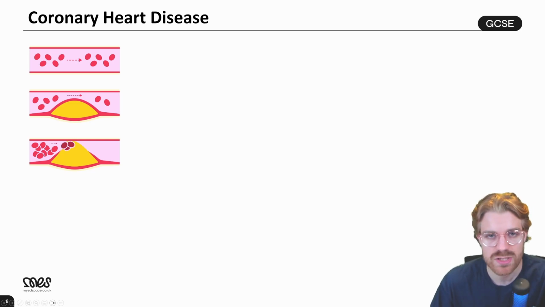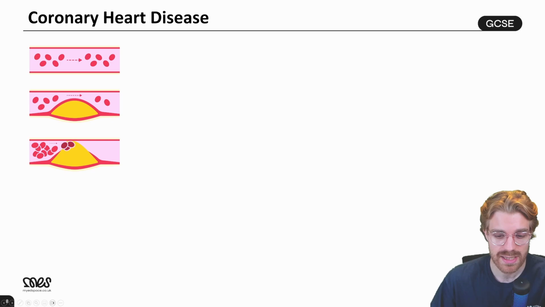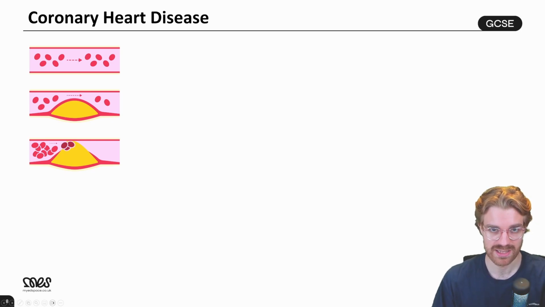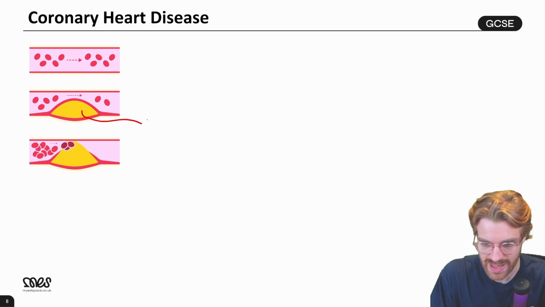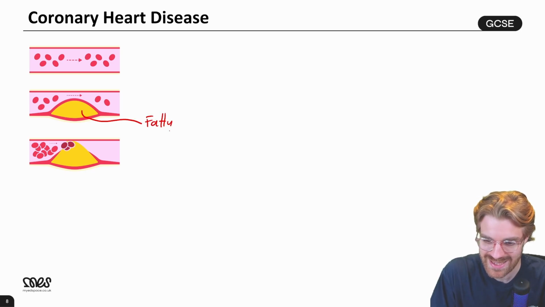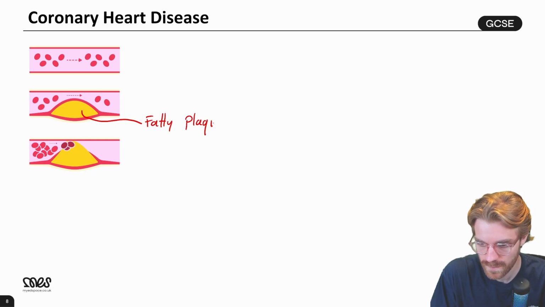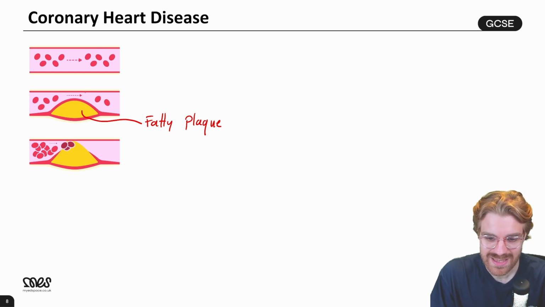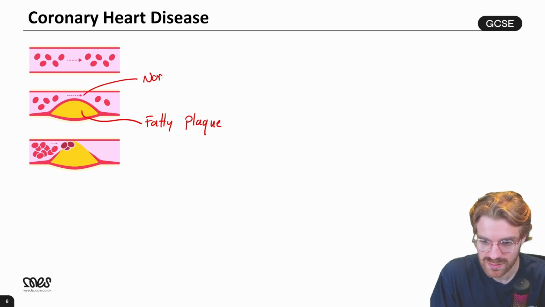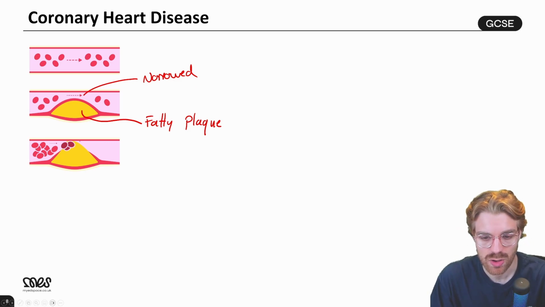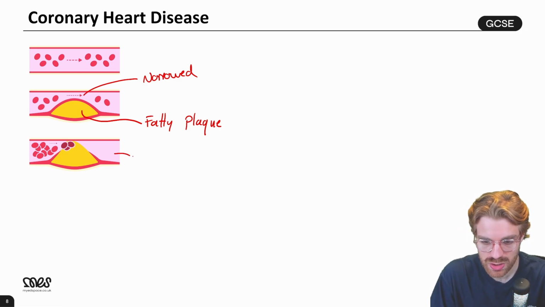So one of the biggest risk factors for coronary heart disease is a high-fat diet. Now, this high-fat diet, particularly high in cholesterol, leads to a buildup of cholesterol in the coronary arteries. And we can see that here. This might be referred to as a fatty plaque. What this has done, this has narrowed the blood vessel. And by narrowing the blood vessel, what this is going to do is reduce blood flow.